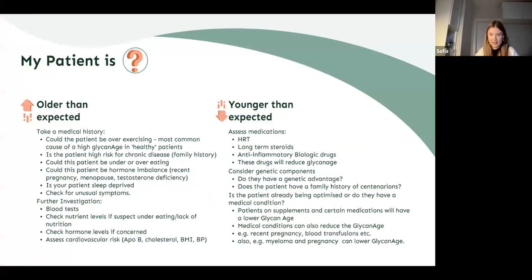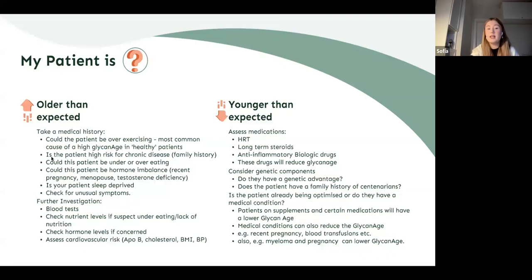So which questions would we be asking either ourselves or the patient in both cases? Let's go through the first case first. So what do we do when our patient is older than expected? The first thing we would do is take their medical history. So could the client be overexercising? And this is one of the most common causes for a higher GlycanAge in healthy patients. So we see this in many biohackers who exercise every day, maybe a couple of times a day, and they do not allow proper rest for their body. They do not supplement well. And this chronic inflammation builds up from too much stress from their workouts.